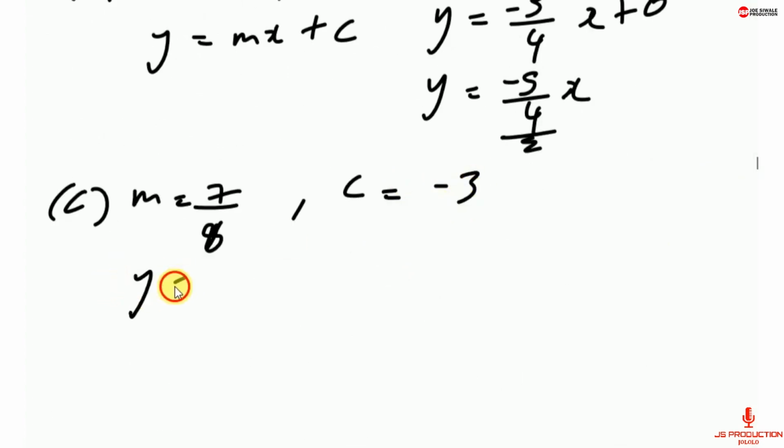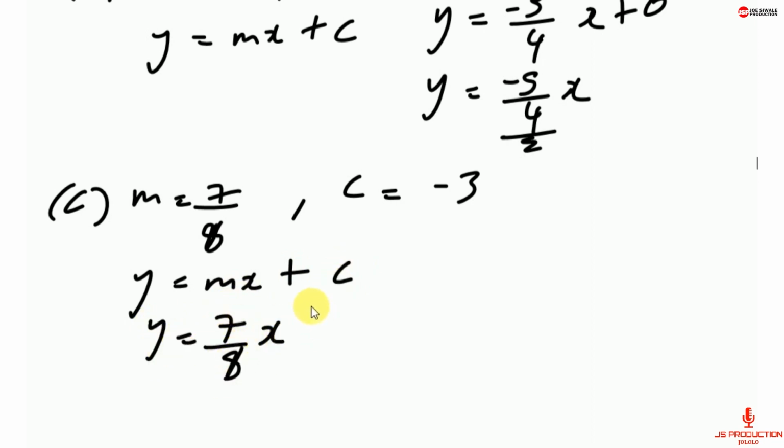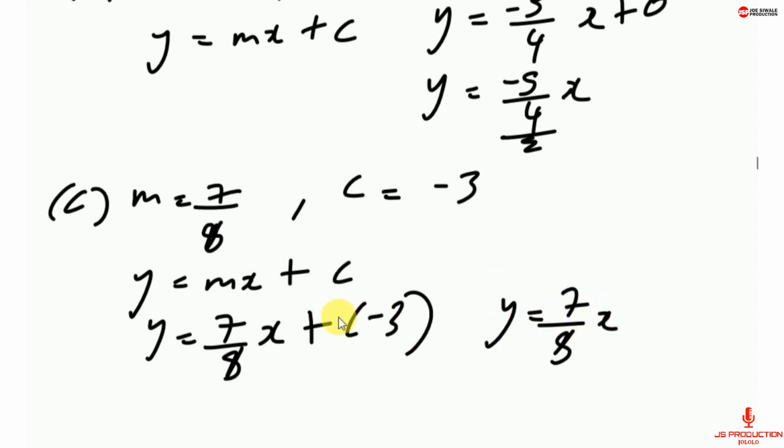So we're going to say y is equal to mx plus c there. Then we're going to say y is equal to m, we know that is 7 divided by 8 x, then plus our c is negative 3, so negative 3 there. Then y is equal to 7 divided by 8x positive multiplied by negative, we're going to have negative 3 there. So our equation of the straight line is going to be y is equal to 7 over 8x minus 3.